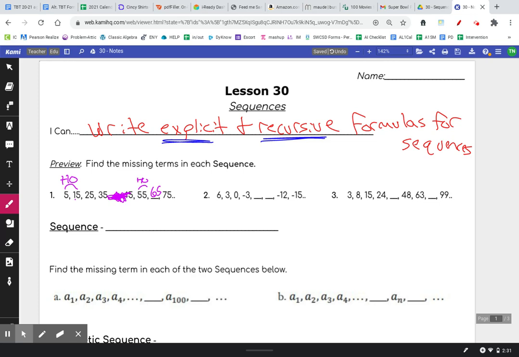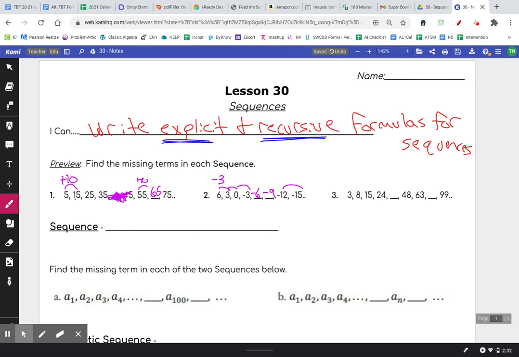Next, we see 6, 3, 0, negative 3, blank, blank, negative 12, negative 15. I can tell it's decreasing. It's getting smaller, right? We get from positives to negatives. By how much? We're subtracting 3 every time. So if that pattern keeps up, negative 3 minus 3 would be negative 6. Negative 6 minus 3 would be negative 9. And so on into the negative 12, negative 15.